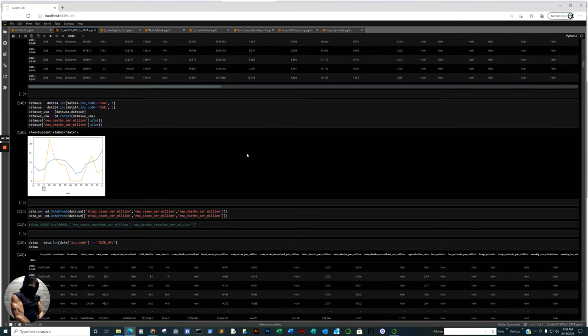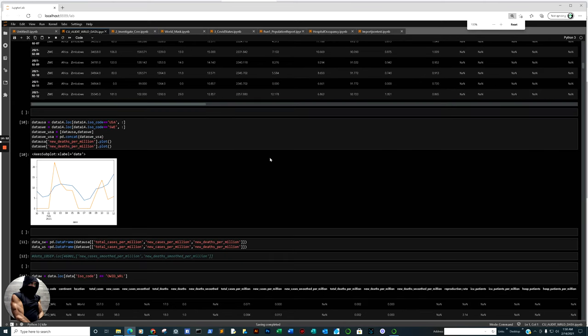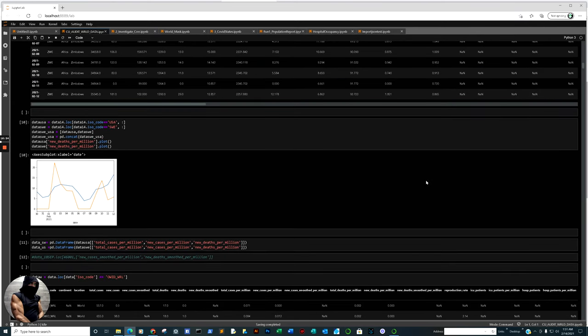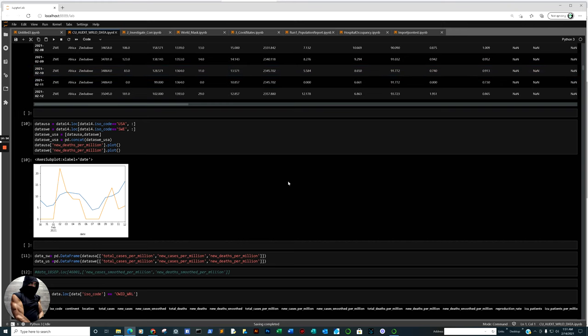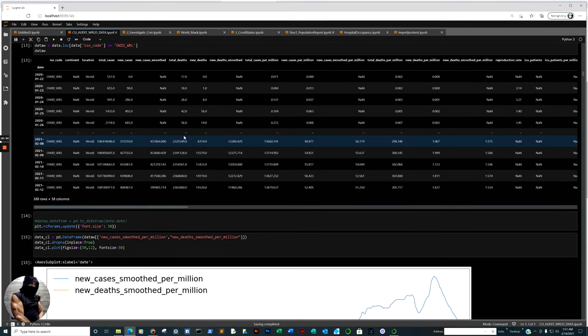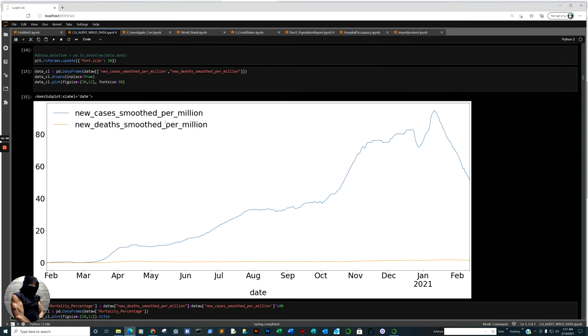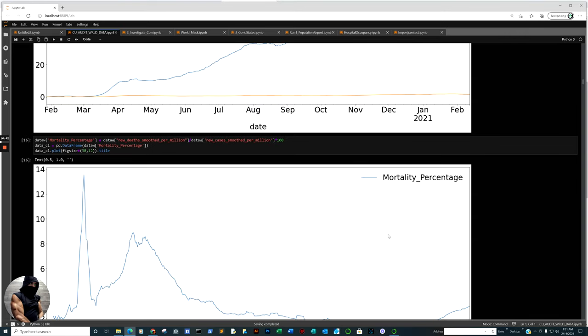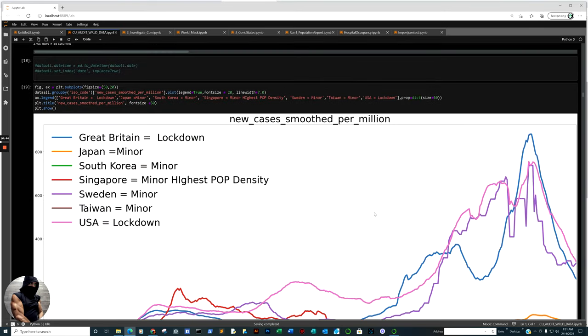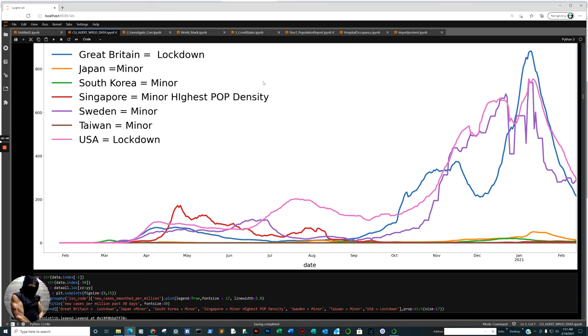And let's make this a little bigger. Boom, boom, boom. Did it make it bigger? No, it did. There it goes. All right, there's the numbers. New cases per million, deaths per million. We kind of looked at that already, a little redundant. Here we go. Look at this.